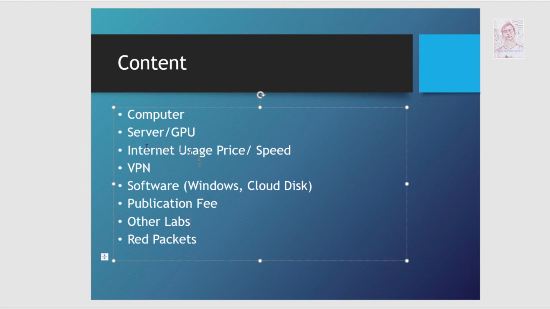Now let's talk about the other labs, which are not computer science labs, or some other lab. These facilities like internet usage, price, speed, VPN, software and publication fees are the same for others. If your work is related to computer, then you will get the computer too. But if your work is not related to computer, I know some labs who don't have computers. I also know some people whose professor gives them money to buy computers and laptops. So that pretty much depends on your lab.